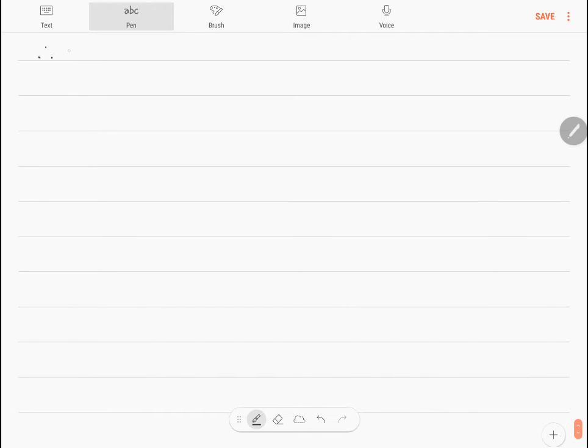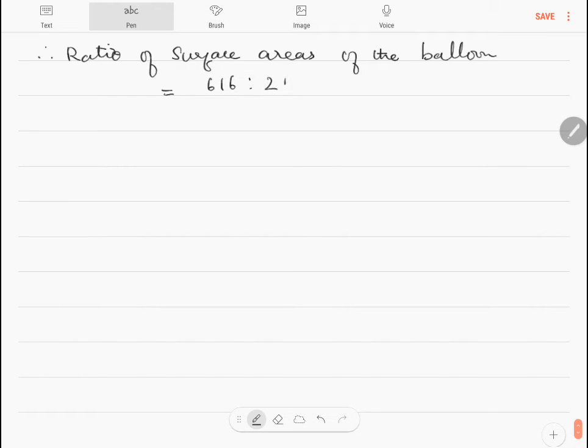Therefore, ratio is asked. So, the ratio of the surface areas of the balloon is equal to 616 from case 1 and from case 2, 2464, which is nothing but the division, which comes to 1 by 4. So the ratio is 1:4.